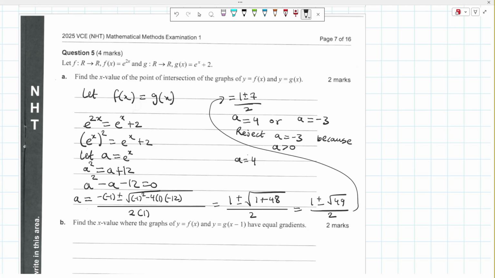Now we have to remember the question is not done yet. We have to solve for x, right? And a is equal to e to the x. Now solving e to the x is equal to 4, we get x is equal to log base e of 4. Right, let me get that in a nicer little box. And that's going to be our answer for this one, right? x is equal to log base e of 4.